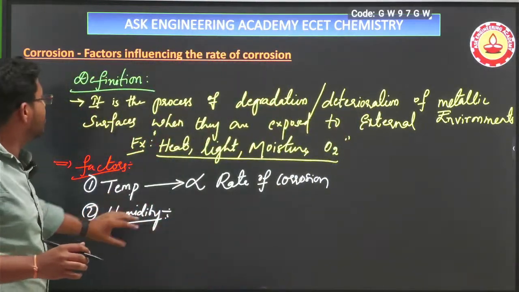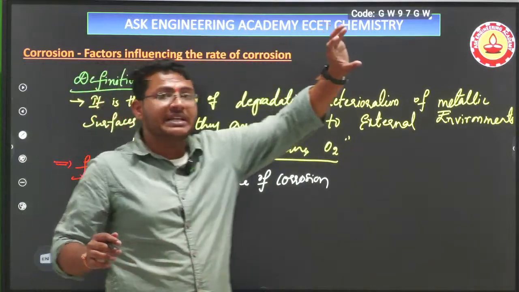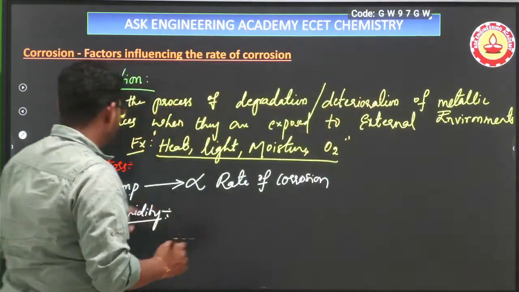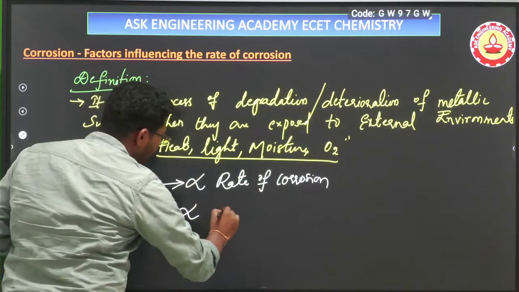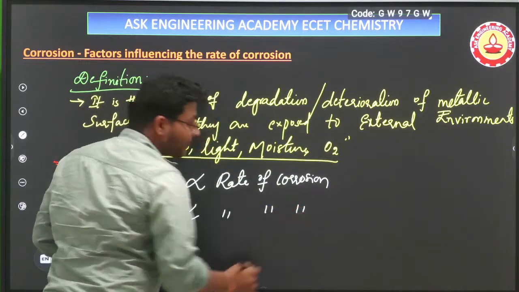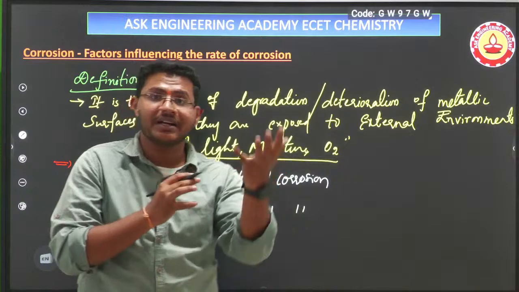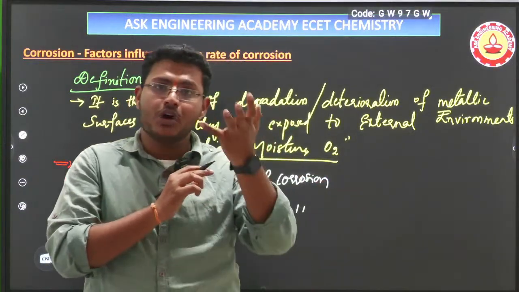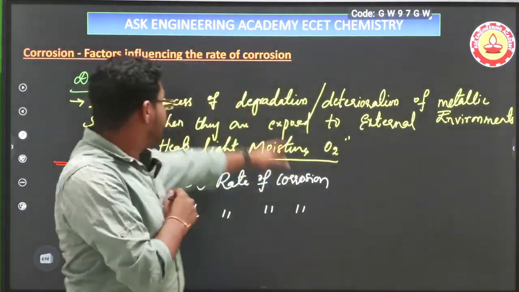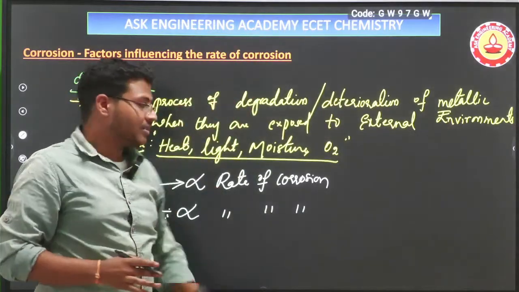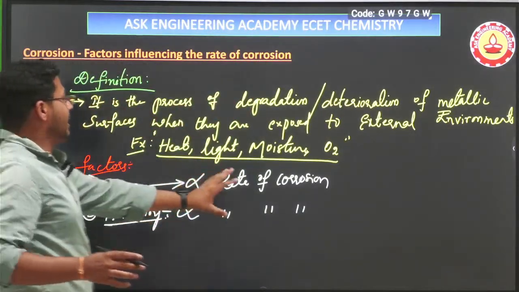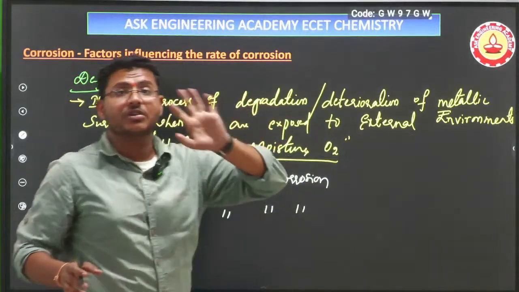Based on the humidity also, the rate of corrosion usually is influenced. So humidity is also directly proportional to the rate of corrosion. As the amount of moisture content, as the amount of water vapor increases, the rate of corrosion also increases. So this is how humidity plays an important role in the process of corrosion.